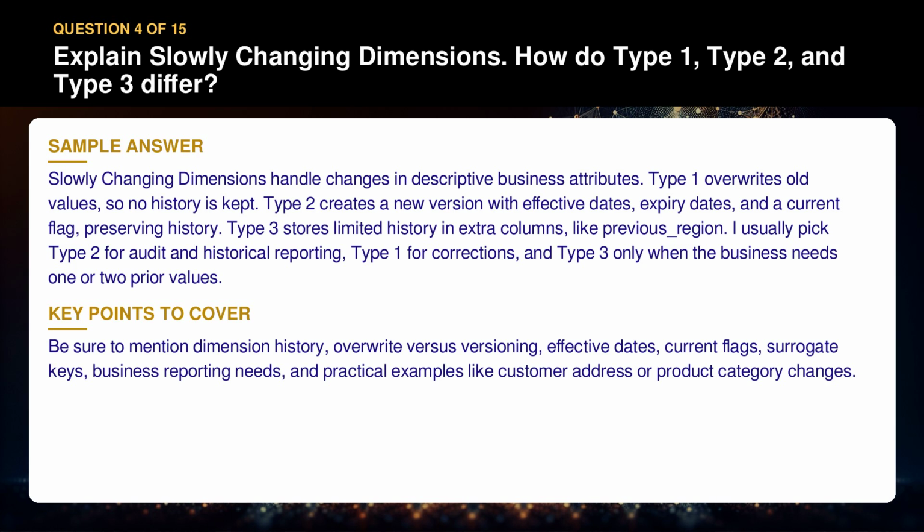Be sure to mention dimension history, overwrite versus versioning, effective dates, current flags, surrogate keys, business reporting needs, and practical examples like customer address or product category changes.